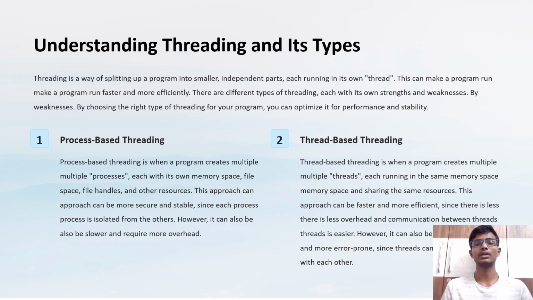Thread-based threading is when a program creates multiple threads, all running in the same memory space and sharing the same resources. This approach can be faster and more efficient since there is less overhead and communication between threads is easier.